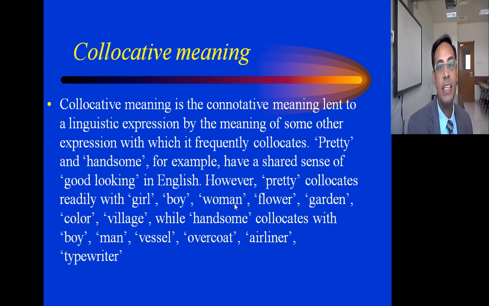Collocative meaning. Collocative meaning is the connotative meaning lent to a linguistic expression by the meaning of some other expression with which it frequently collocates. متصاحبات, متلازمات. Pretty and handsome, for example, have a shared sense of good looking in English. However, pretty collocates readily with girl, boy, women, flower, garden. In English, you have to notice that pretty is used with girl, pretty boy, pretty women, pretty flower, pretty garden, color, village. While handsome collocates with boy, man, vessel. We say handsome man. We don't say pretty man. Vessel, overcoat, airliner, typewriter. So these are collocations or collocative meanings in English, and in Arabic we have the same.